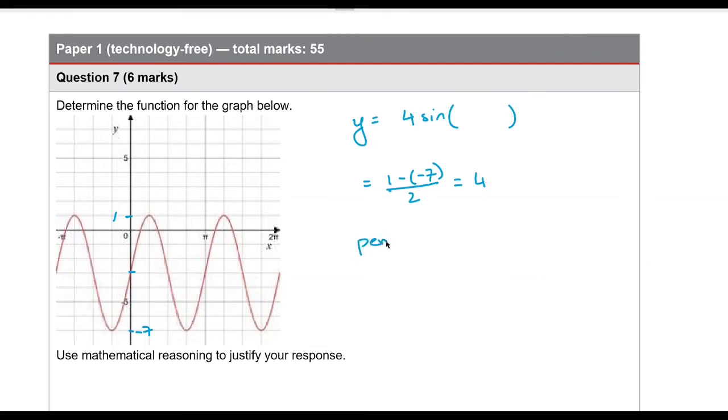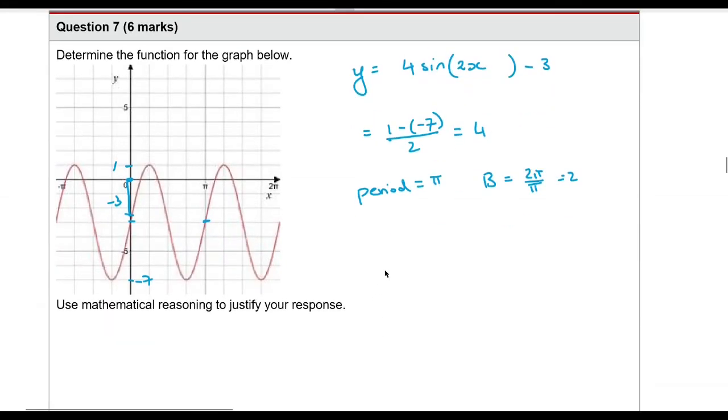The period for this function is pi. So our b value is going to be 2 pi on pi, which is 2. And there's no offset, so it's just 2x. And our vertical movement is we've moved from being at 0 down to -3. So this will be -3.